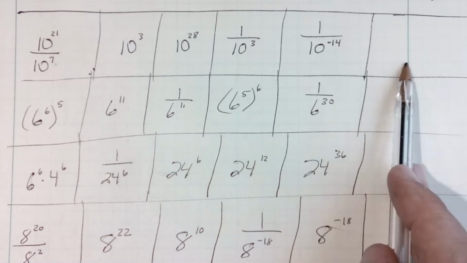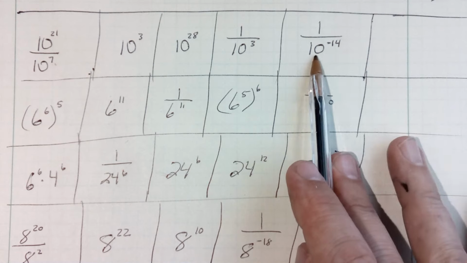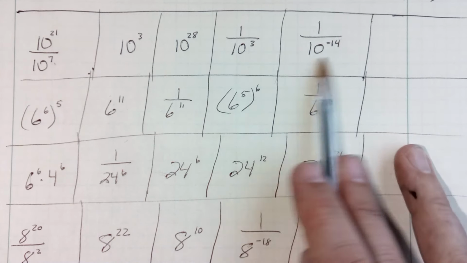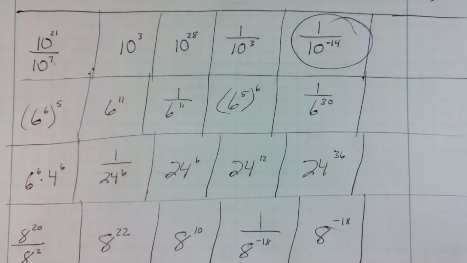So not 10 to the 28th, not 10 to the 3rd, plus that's in the denominator. I don't see 10 to the 14th. But remember our negative rule. This 10 to the negative 14th, if I wanted to, I could bring it back up. This expression is equivalent to this one. So you would choose this one to be its equivalent expression.